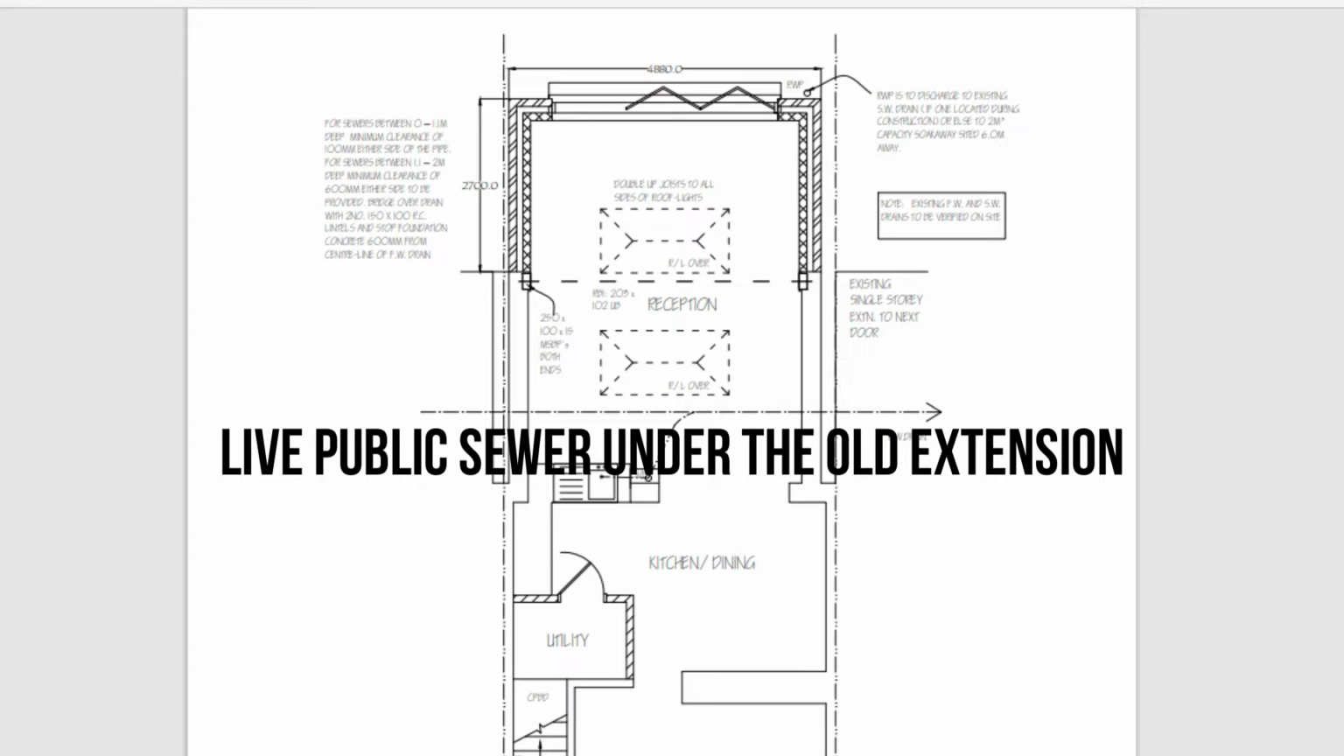But more importantly, we're also going to have to install rodding access, which means that if there was a blockage in that long line of public sewer that I just showed you, you need to be able to put a rod in to be able to push any obstructions out of the way and clear the blockage.